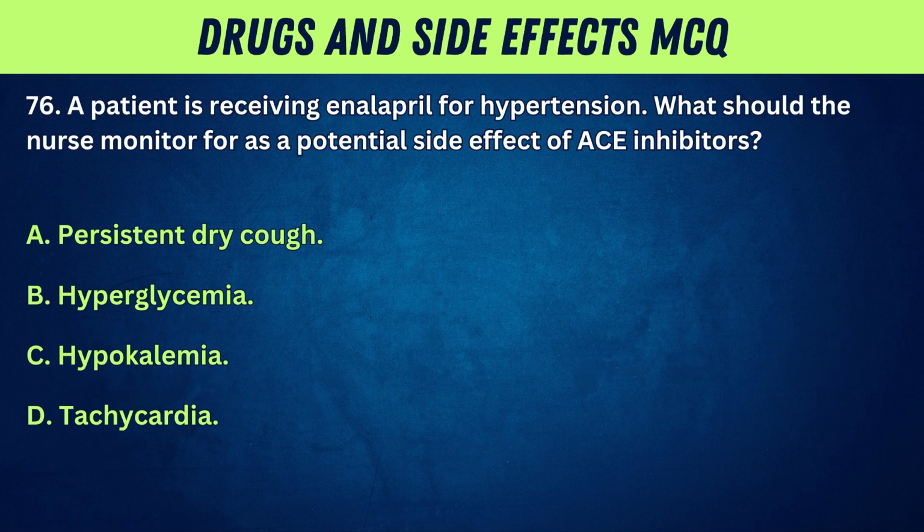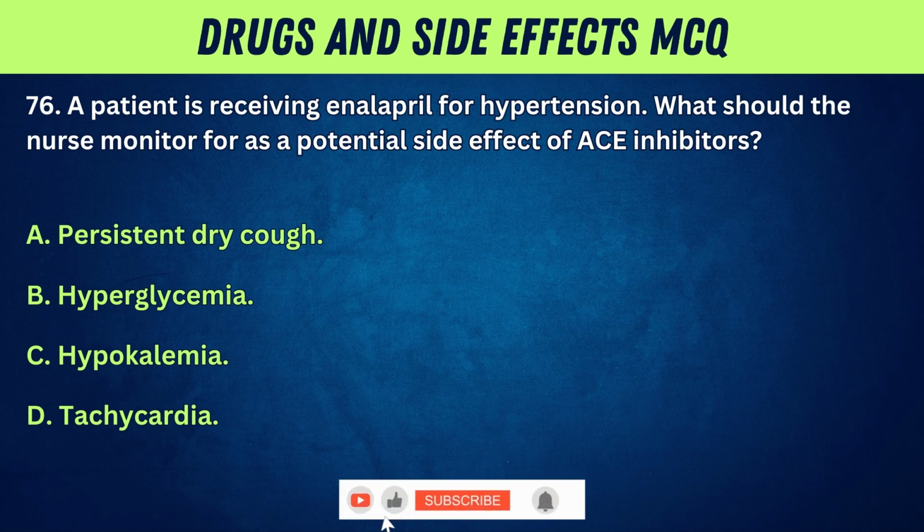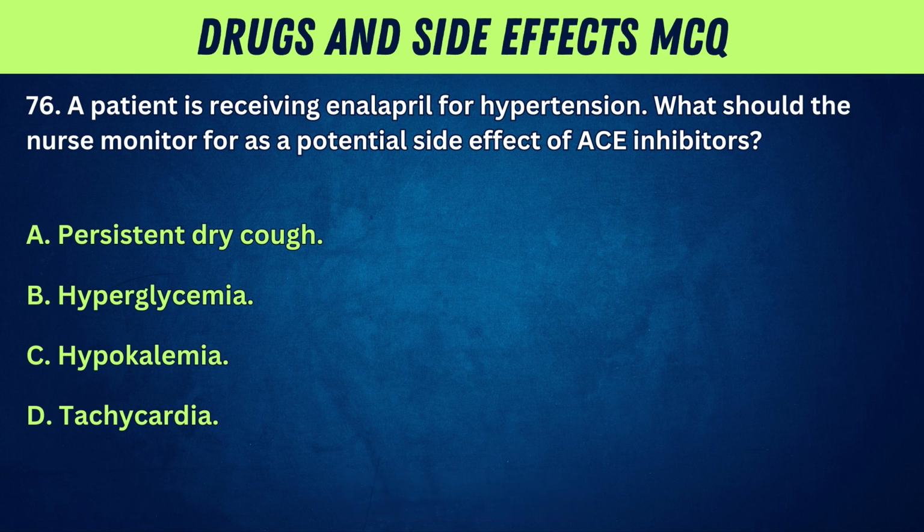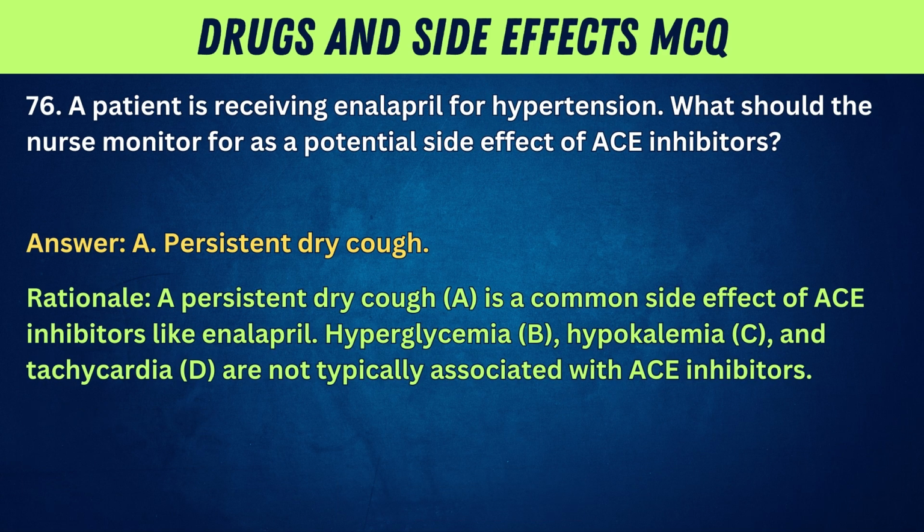76. A patient is receiving enalapril for hypertension. What should the nurse monitor for as a potential side effect of ACE inhibitors? A. Persistent dry cough. B. Hyperglycemia. C. Hypokalemia. D. Tachycardia. Answer: A. Persistent dry cough.